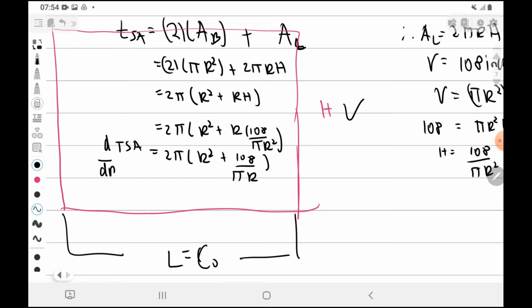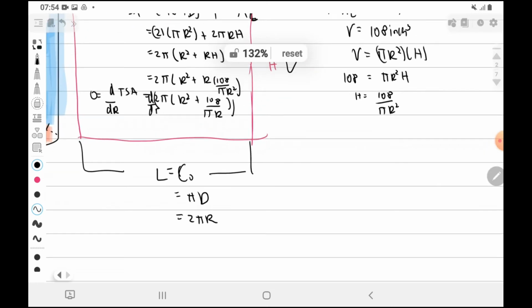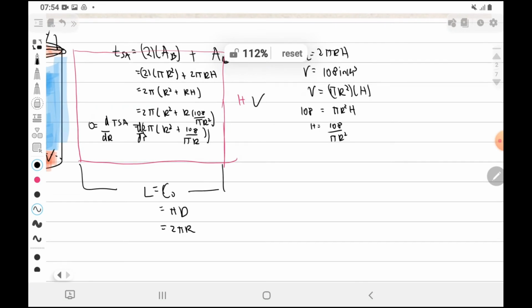So in order to minimize the TSA in terms of r, kunin natin yung derivative nito with respect to r, and then we would set it to 0. Okay? So after getting the derivative, from that, we'll have 2 pi multiplied by the derivative of r squared, which is 2r, plus the derivative of 108 over pi r, which is 108 over pi multiplied by r.